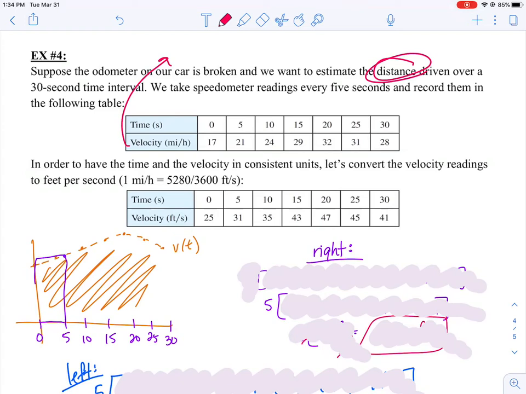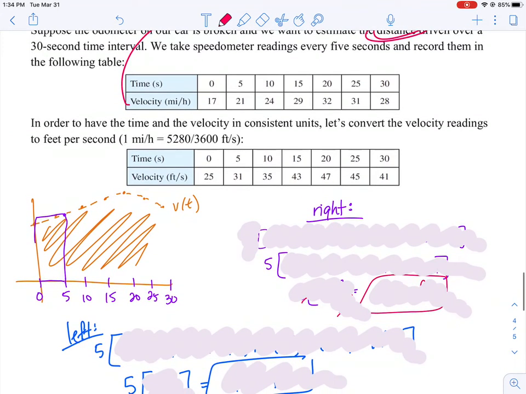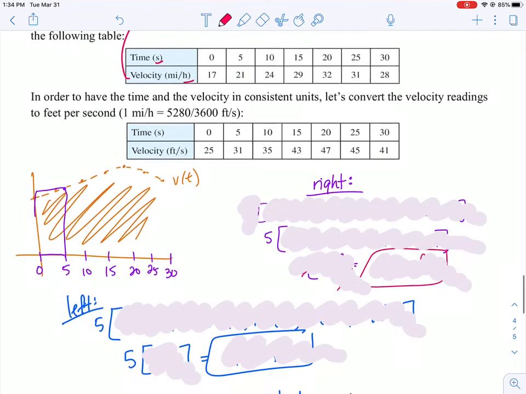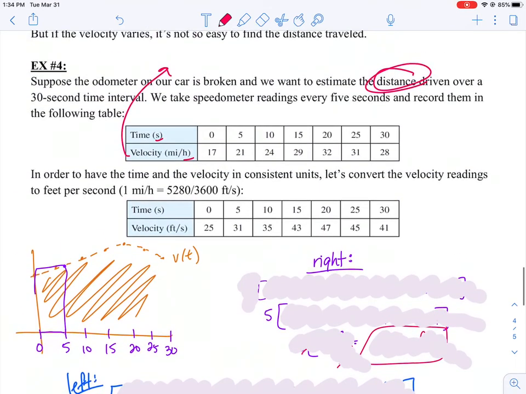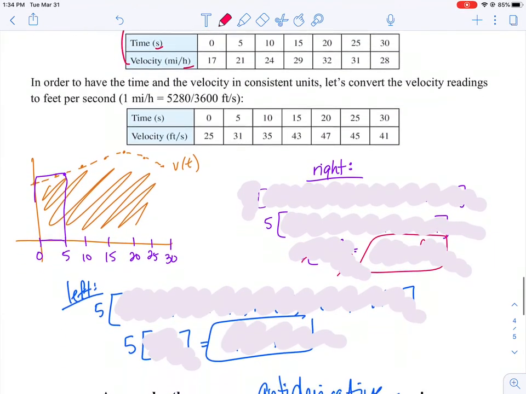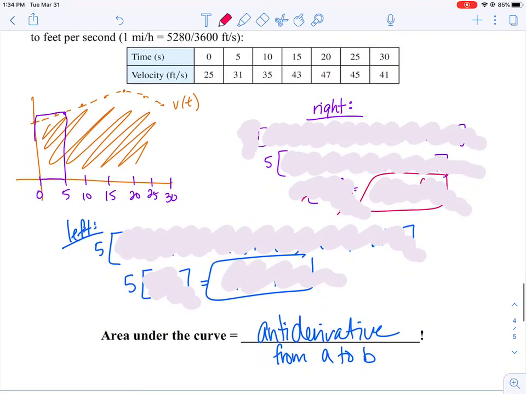But we talked about in the last few examples that using area underneath the curve is similar to estimating the antiderivative value. And so what they did on this one, to make sure that the units kind of match, instead of seconds here and hours, they converted it into feet per second in the second table. So let's use the second table instead, with time in seconds and velocity in feet per second. And let's figure out the distance that I traveled over those first 30 seconds.